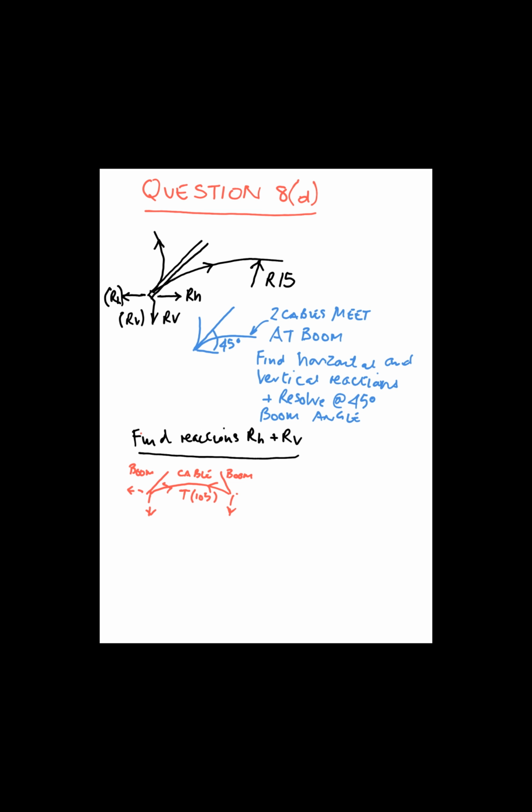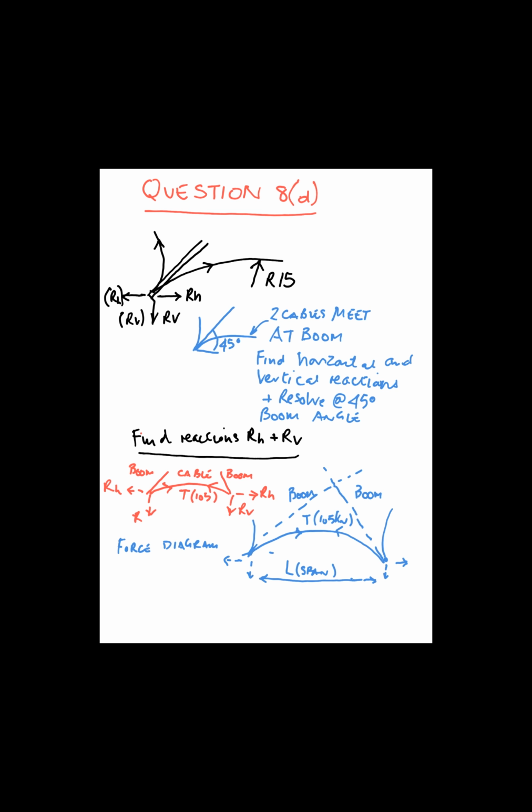So we have our cable, we have the loading in it, it's 7 kilonewtons per meter, RH and RV. And in the forces diagram, we show the booms there, and we have cables coming in at the booms, so we've got two cables coming in at the boom end, and the span, if you like, for this is L, and the sag or the set is given as H.